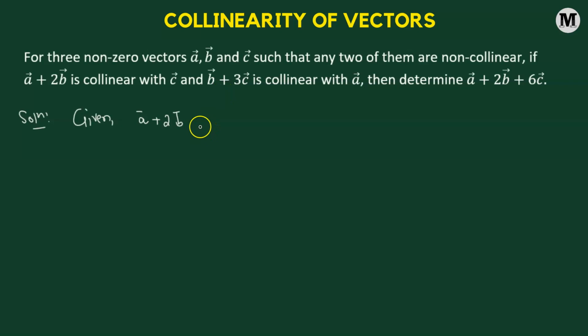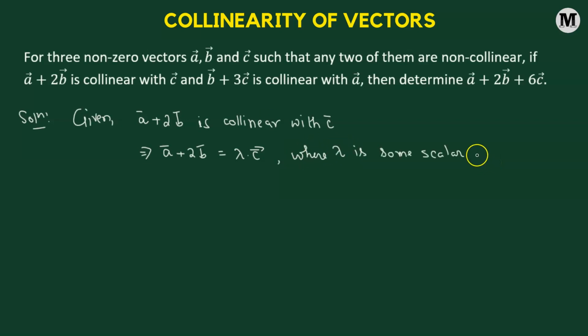is collinear with c vector. Now this immediately tells us that we can express the vector a plus 2b in terms of the vector c. All we have to do is take some scalar lambda and multiply c vector with it, where lambda is some scalar. Let's label this as equation number 1.